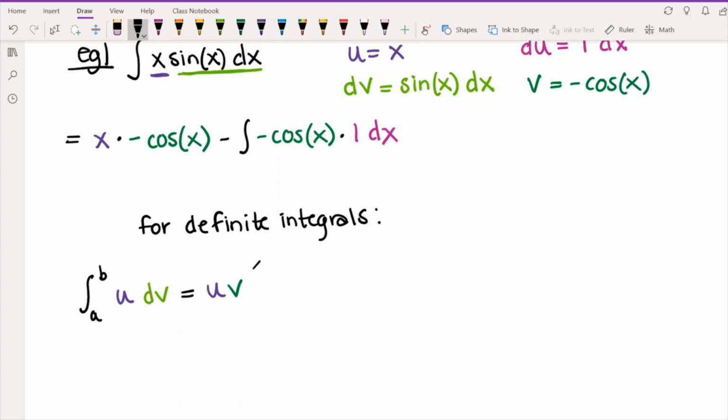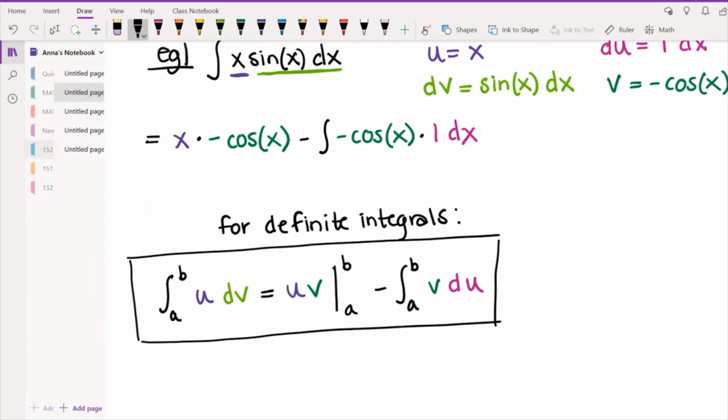But then you want to evaluate that at a and at b, minus the integral, and now this is a definite integral of, again, v du. So it's really the same thing, it's just that it's a definite integral, so you have to end up plugging in numbers.